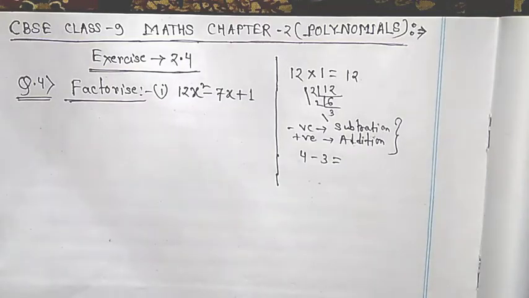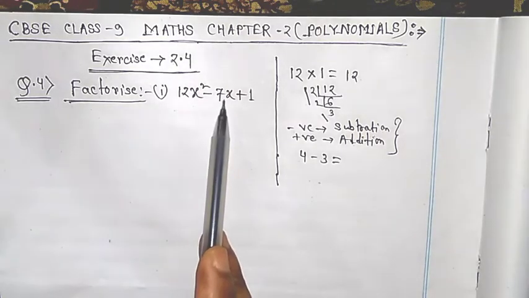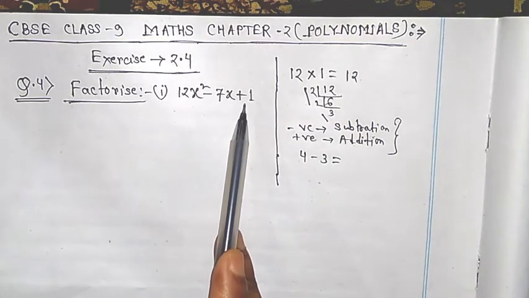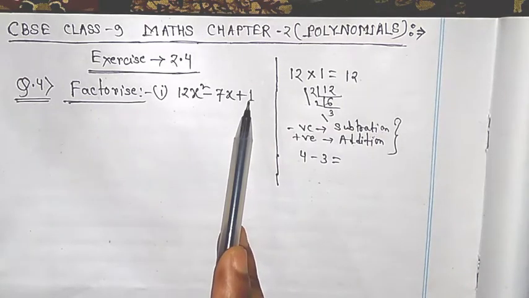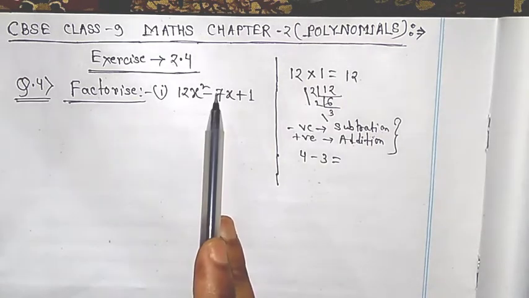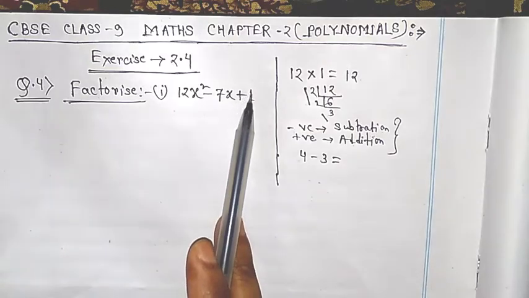So this is the class of CBSE class 9 maths chapter 2 polynomial, and today we solve exercise 2.4. The first question is this: factorize 12x square minus 7x plus 1. And now we know how we can factorize a polynomial. So there are two types of factorization problem.